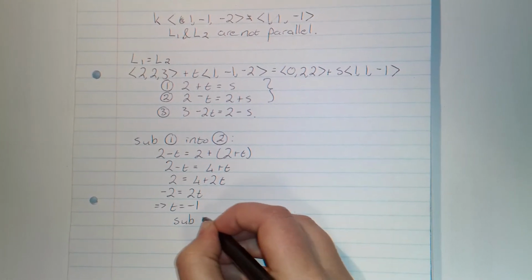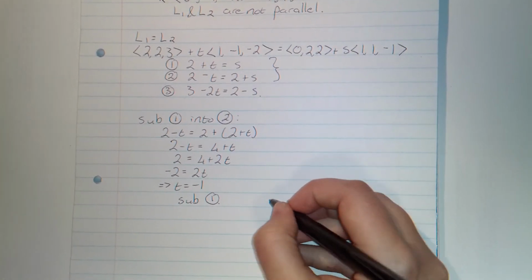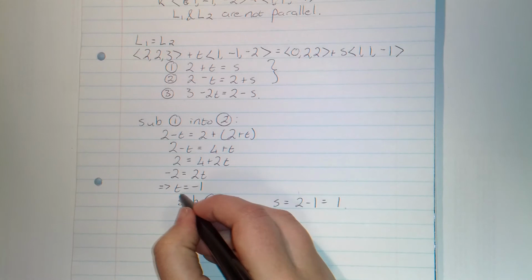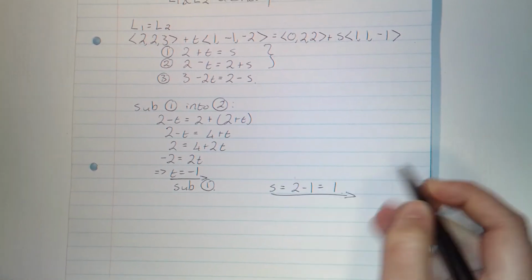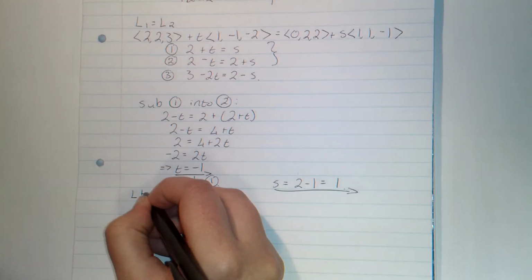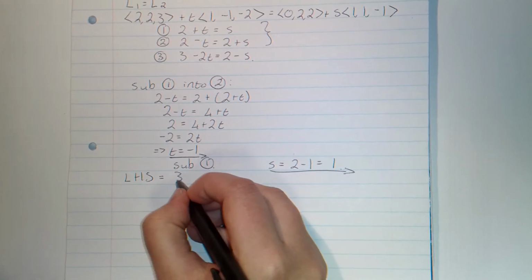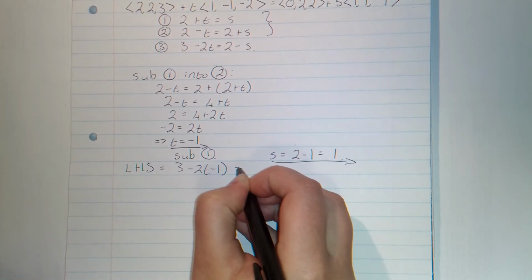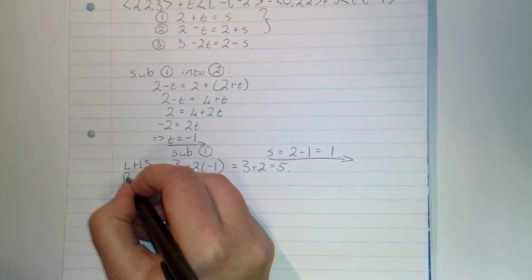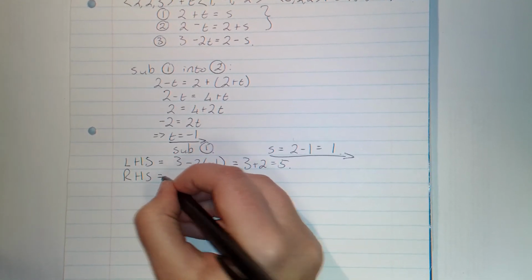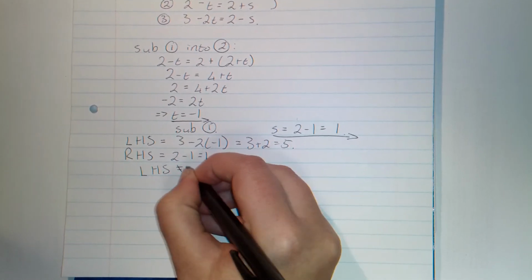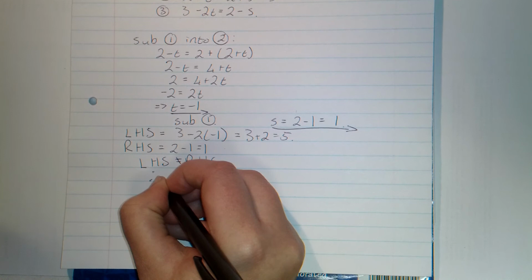We're going to substitute this back into equation 1, which will tell us that s is equal to 2 minus 1, which is 1. So now we're going to substitute these values into equation 3 to see whether we get to a contradiction. So the left-hand side says 3 minus 2 times negative 1, which gives us 3 plus 2, which is 5. The right-hand side, where we substitute s, is 2 minus 1, which is 1. Clearly, the left-hand side is not equal to the right-hand side, so they don't intersect.